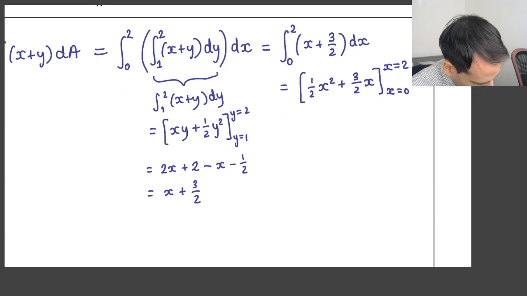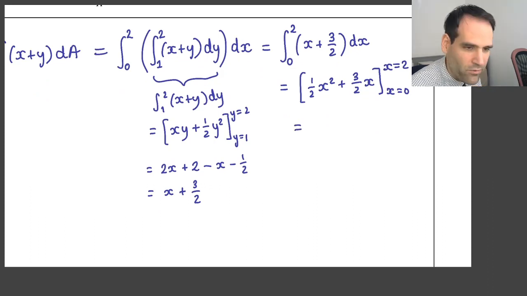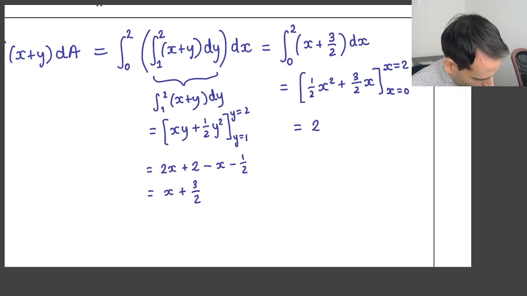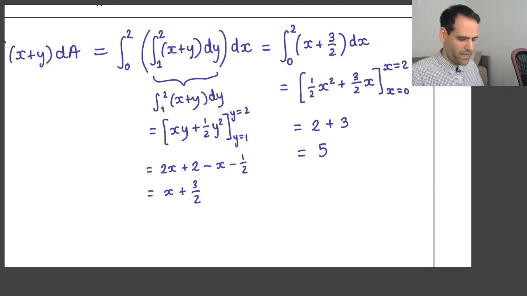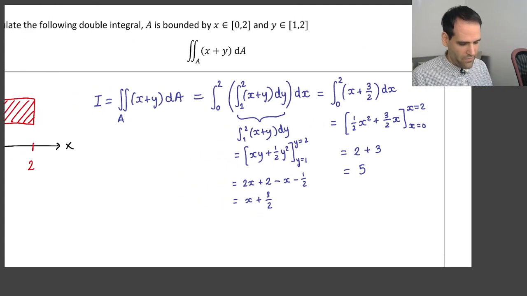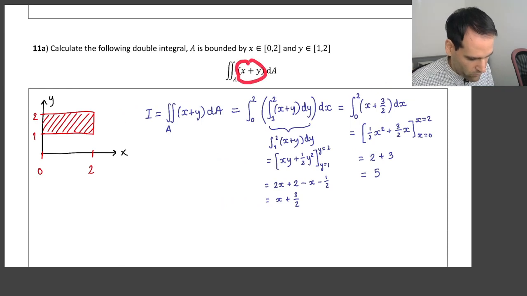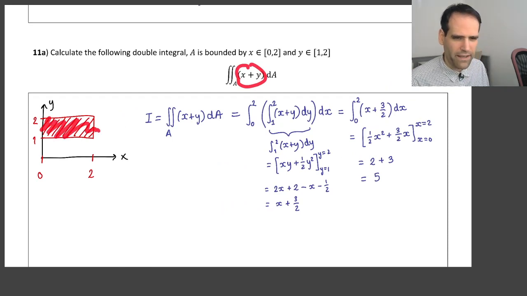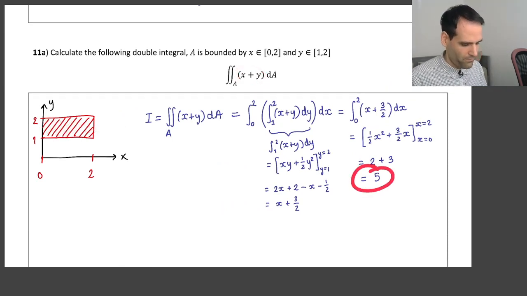So I have to substitute those. This gives me 1/2 times 2 squared, that's 1/2 times 4, which is 2, plus 3/2 times 2, which is 3. So the final answer is 5. Okay, so the volume under the surface x plus y in this rectangular area here will be equal to 5.